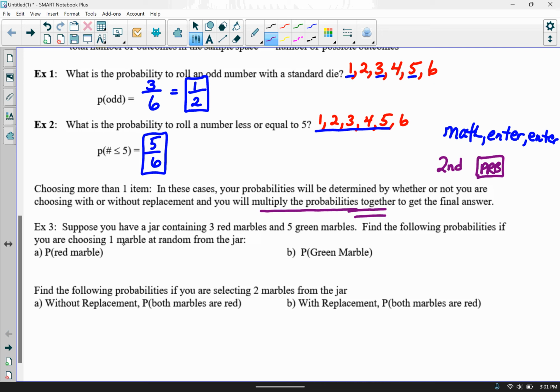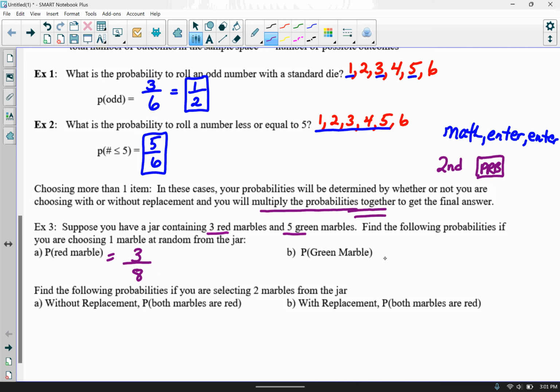I started us here with, suppose you have a jar containing 3 red marbles and 5 green marbles. I want to find these couple probabilities down here below. I'm just choosing one marble at random from my jar. I want the probability that it's red. So I ask myself, well, how many marbles are red in the jar? That'd be 3. Out of how many total marbles in the jar? So add your red ones and your green ones together. 8 total marbles. That cannot be reduced. That's my final answer. All right.